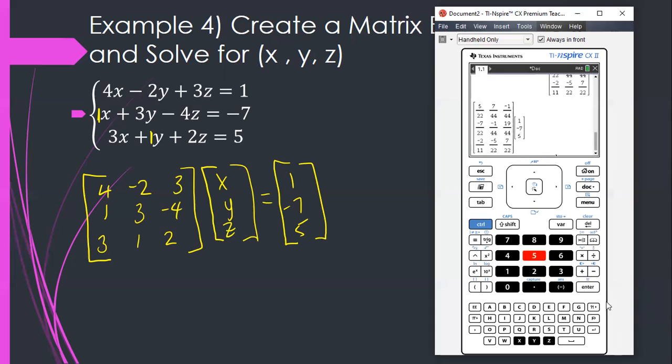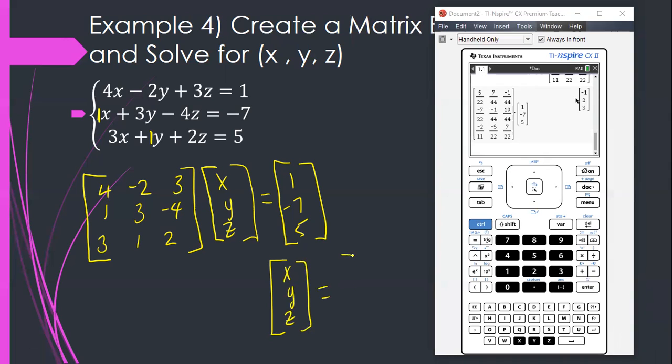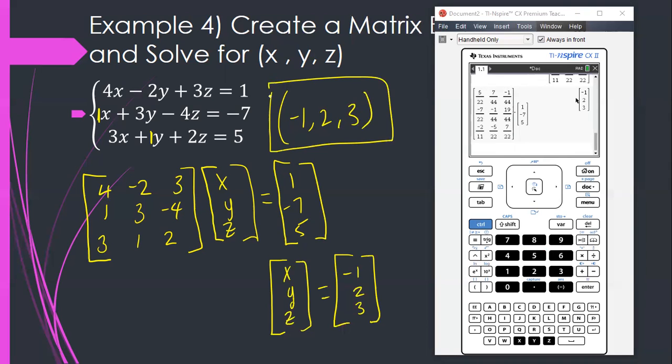And you can modify it. And then you hit enter. And what is our solution? -1, 2, 3. So we have X, Y, Z equals -1, 2, 3. Which means that the solution of the system is -1, 2, and 3. And that is the end of our matrix unit.